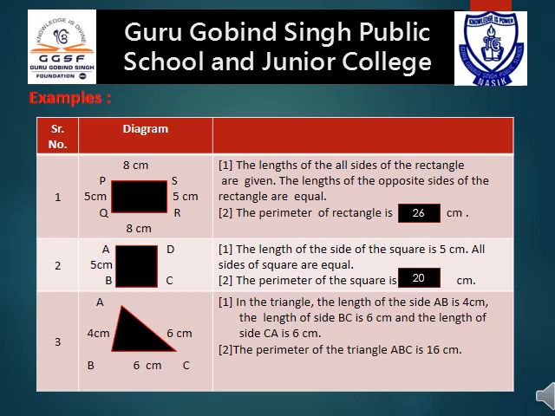Now next example is a triangle. In the triangle, the lengths of all the three sides are given. The length of side AB is 4 cm. The length of side BC is 6 cm. And the length of side CA is 6 cm. When we add all these sides, we get the perimeter of that triangle. So the perimeter of the triangle ABC is 16 cm. So like this we can find the perimeter of closed figures.